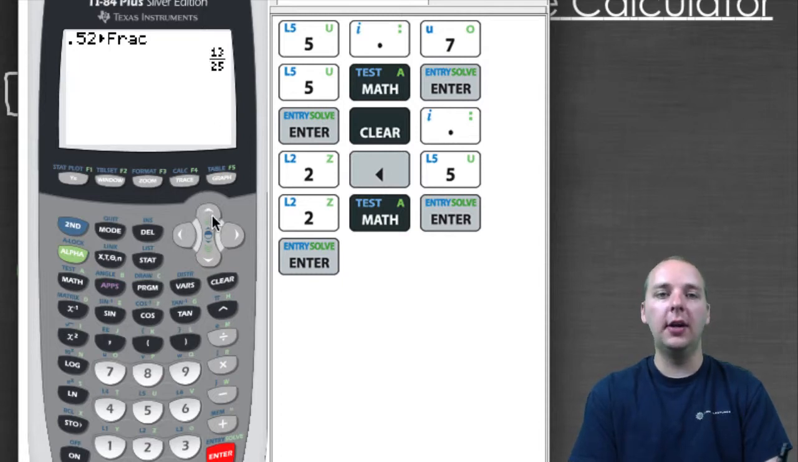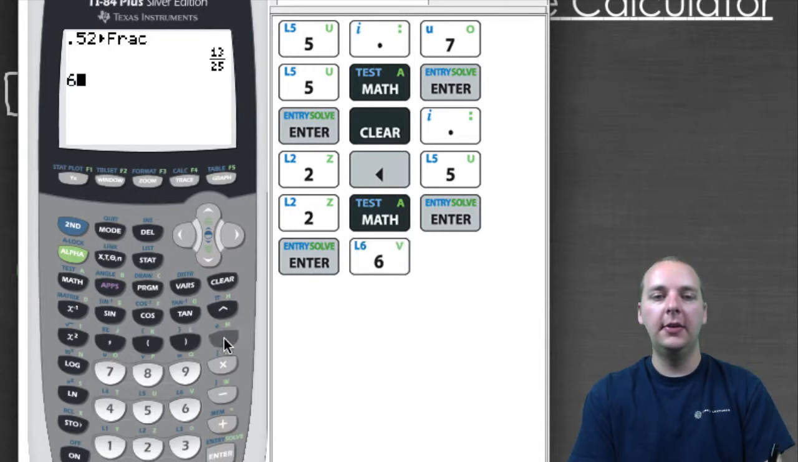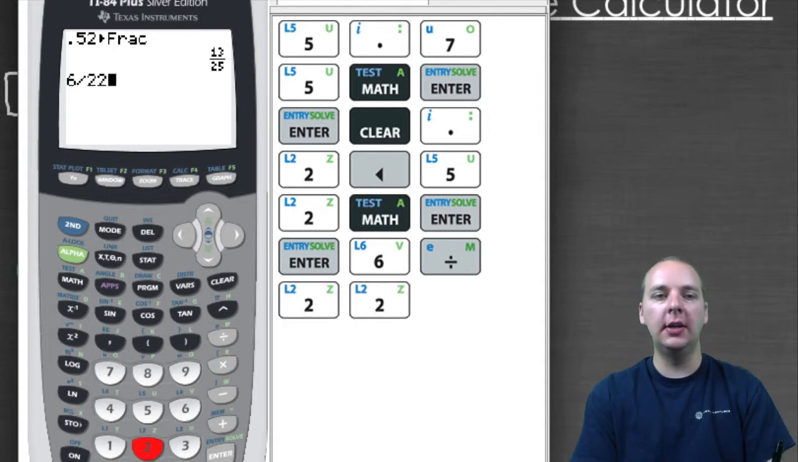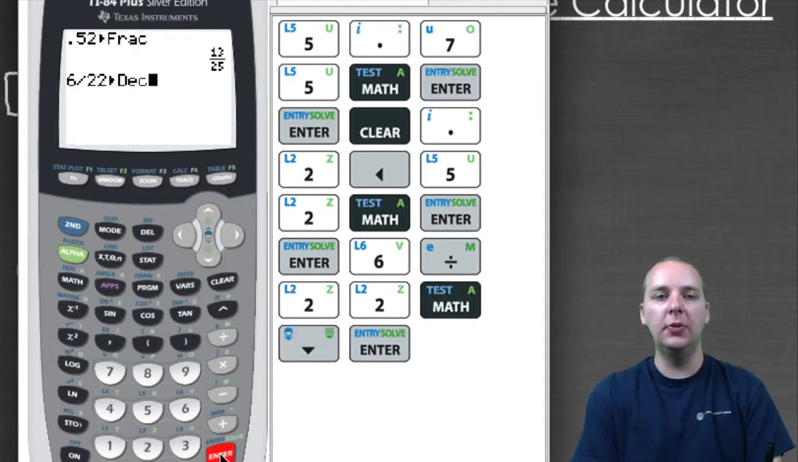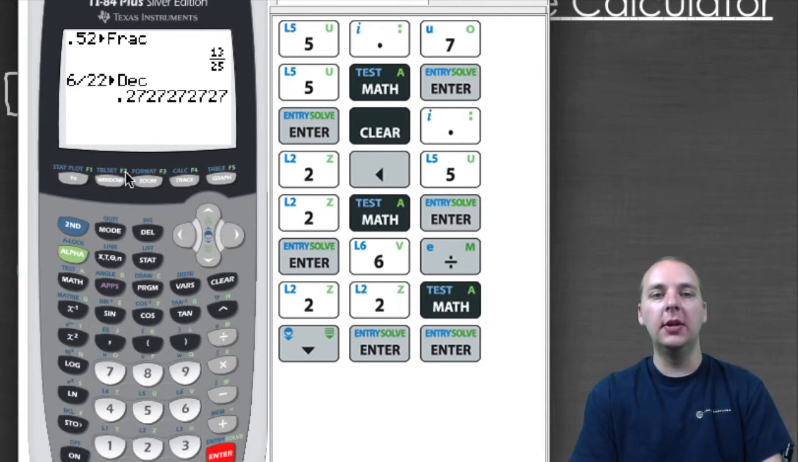Now let's go in the other direction. Let's say we had 6 divided by 22. Then we could push the math button and change this fraction into a decimal. So we'll go arrow to decimal, and then this will give us a decimal version of this number.